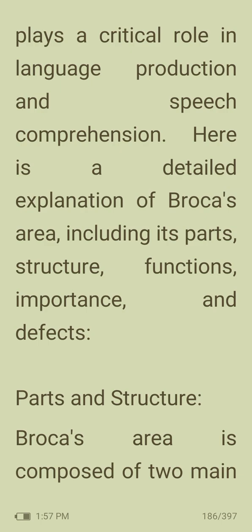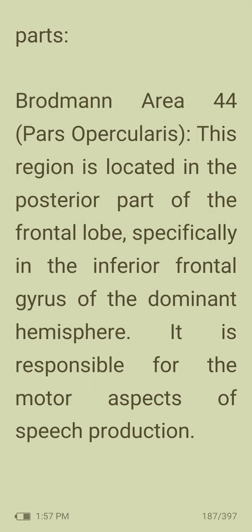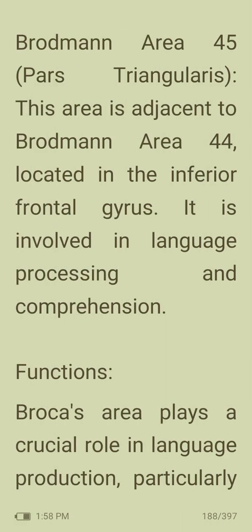So Broca's area is composed of two main parts: Brodmann area 44, or pars opercularis. This region is located in the posterior part of the frontal lobe, specifically in the inferior frontal gyrus of the dominant hemisphere. It is responsible for the motor aspects of speech production. Then Brodmann area 45, or pars triangularis.